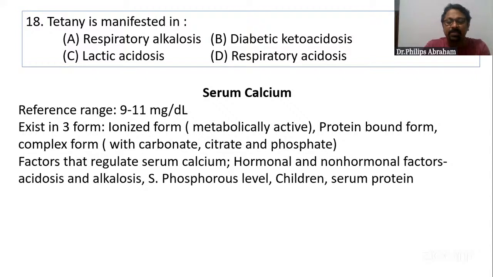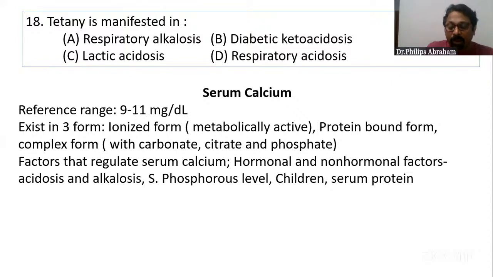The ionized calcium, when the pH becomes alkaline, the protein will be having more negative charges, so more Ca2+ will go and bind. So what happened during alkalosis? That's the point. During alkalosis, the level of metabolically active calcium ions will be less because most of them are getting attached to serum proteins. So the metabolically active calcium will be less in alkalosis.